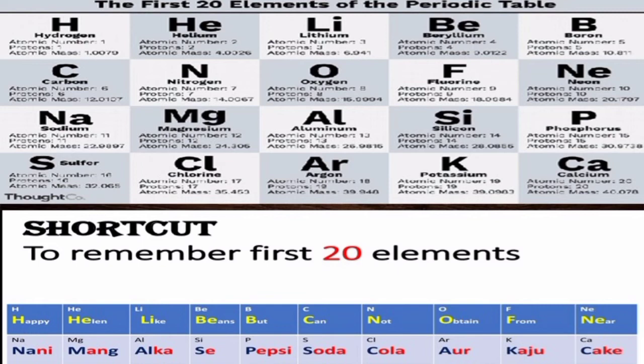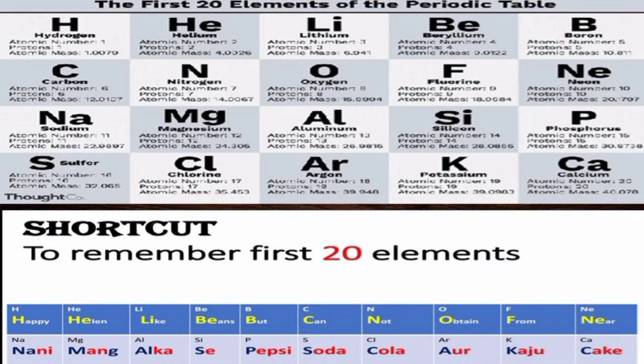Okay, now the sentence is like this: Happy Helen likes beans but cannot obtain from near. So here, the first letter of Happy, H, stands for hydrogen. Then Helen, the first two letters, He, stand for helium. Like, Li, stands for lithium. Beans, Be stands for beryllium, like that. Okay, now I'll read once again. Happy Helen likes beans but cannot obtain from near. So here you are learning the first 10 elements.